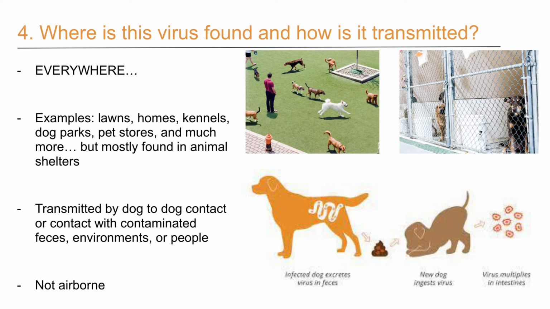Now we will talk about where this virus is found and how it is transmitted. As scary as it is, it is found everywhere. It can be found on lawns, inside homes, kennels, dog parks, pet stores, and much, much more. It is mostly found in animal shelters. It is not airborne, but can be transmitted by dog-to-dog contact or contact with contaminated feces, environments, or people.